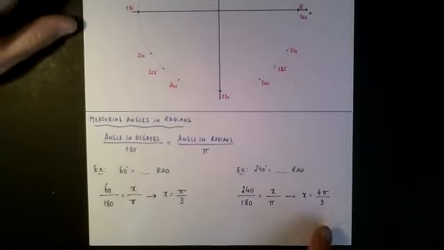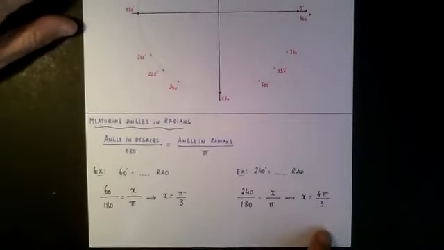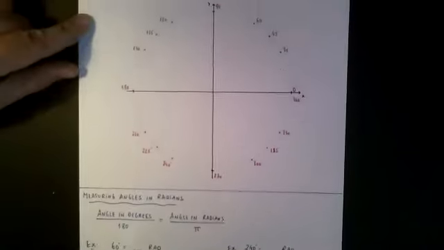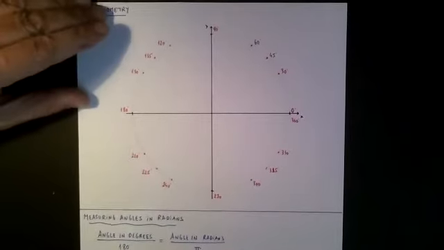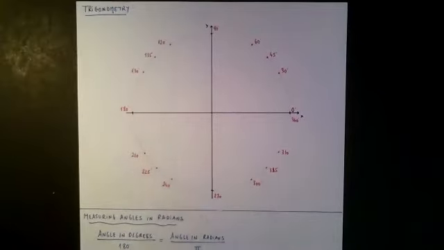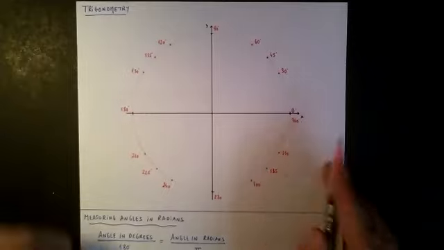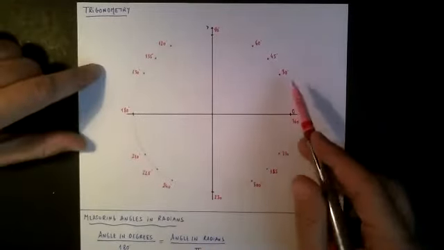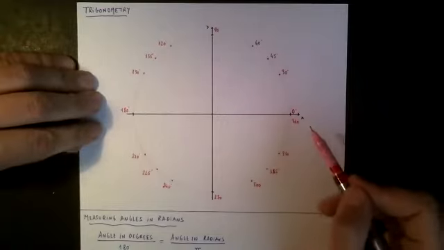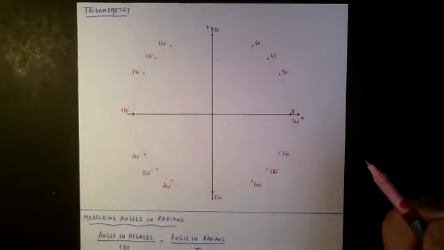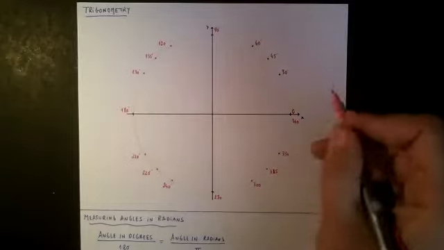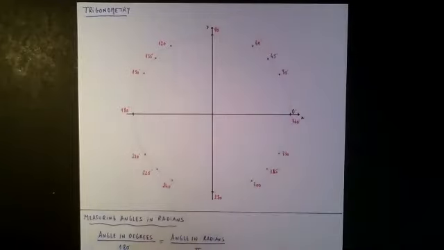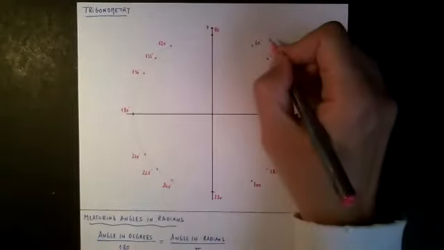All right, so let's go back to our circle right up here. Next to each of the angles in degrees, let's write the corresponding angles in radians. So 60 degrees we just found below, it was pi over 3.